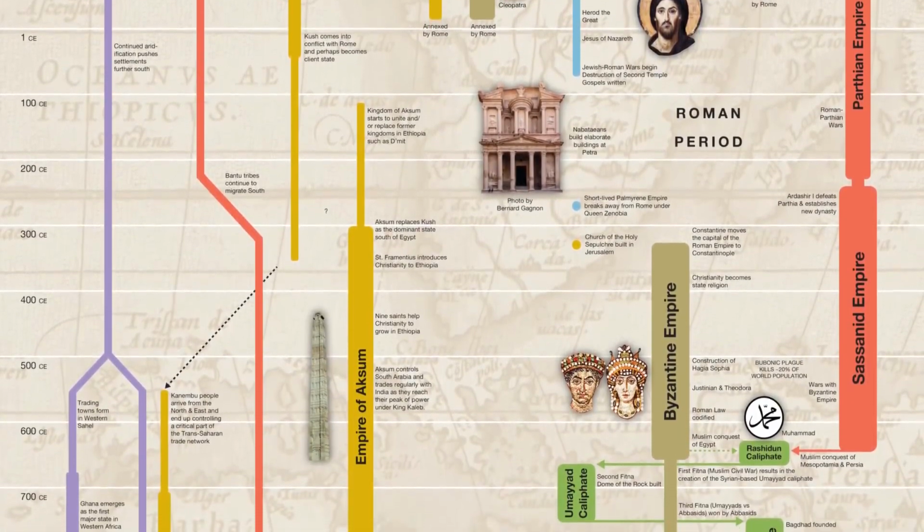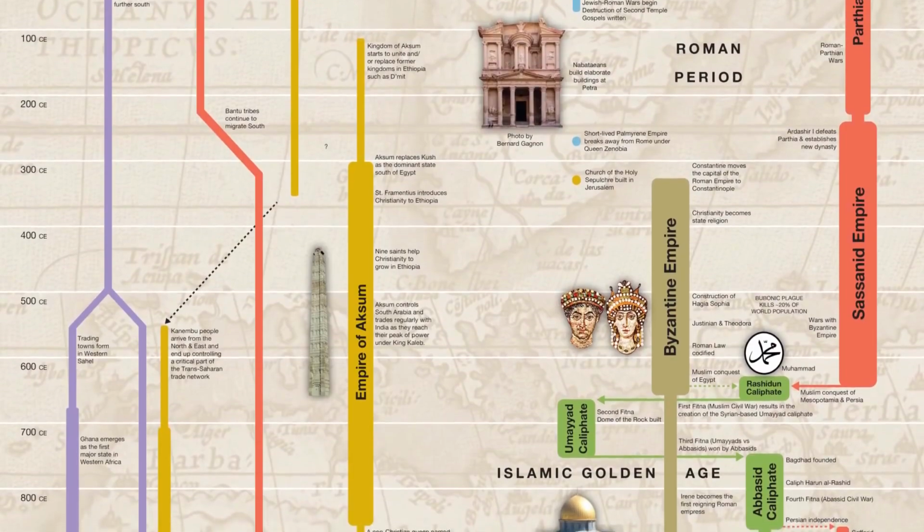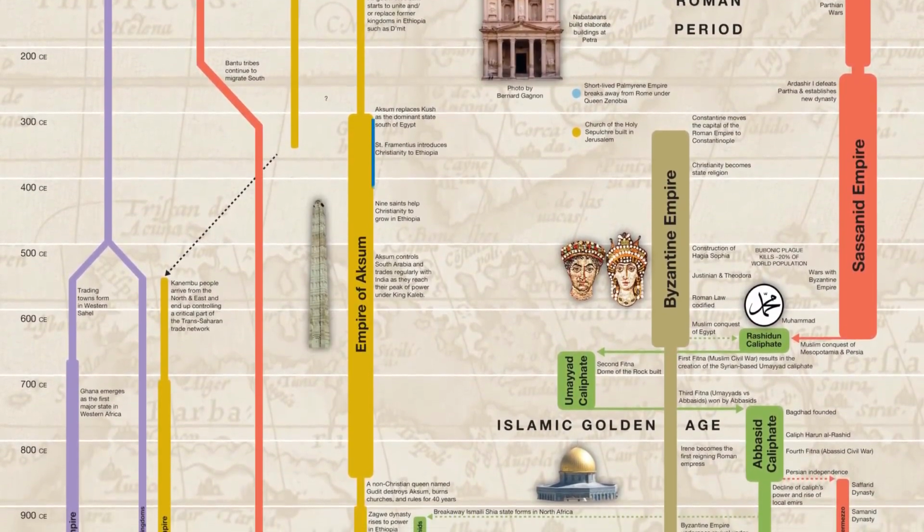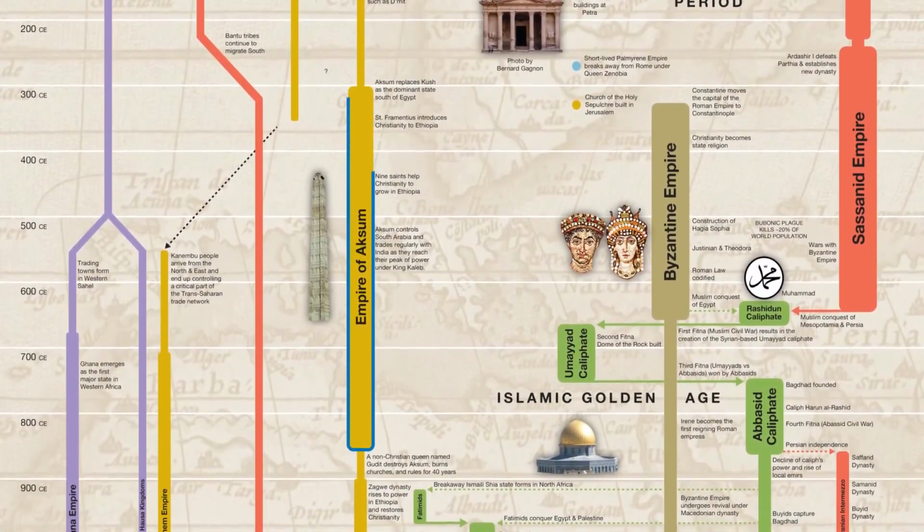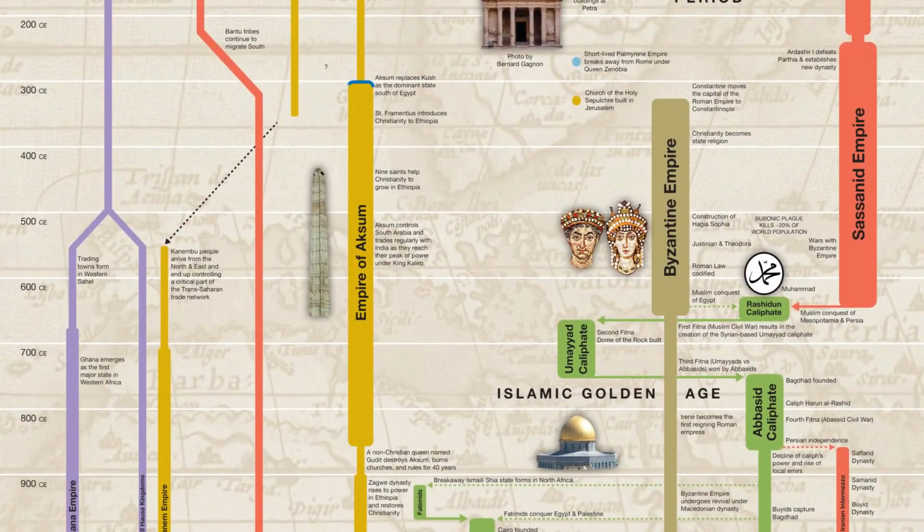Over in East Africa, the kingdom of Kush was eventually replaced by the kingdom of Aksum in what is today Ethiopia. As a result, some other groups in East Africa, such as the Kanembu, were pushed further west into what is today Chad, where they eventually ended up controlling key parts of the Trans-Saharan trade network. But before we talk about them, let me tell you a bit more about Aksum.